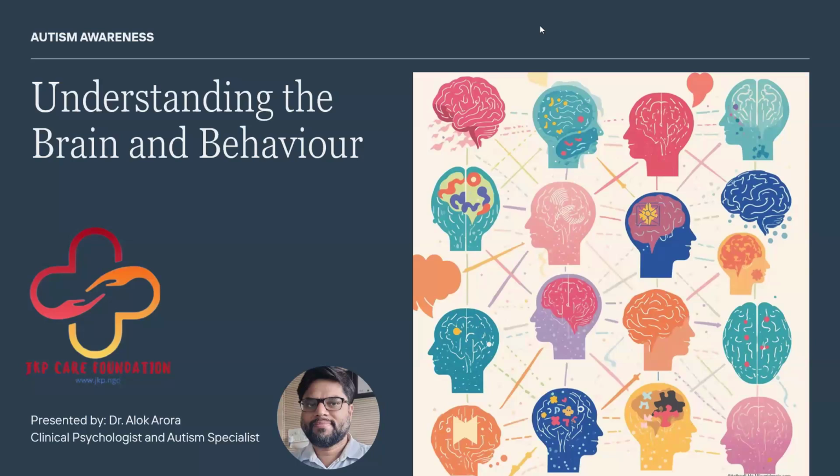So today we are going to talk about understanding the brain and behavior, the connection between the brain and behavior in autism. I hope I am audible.